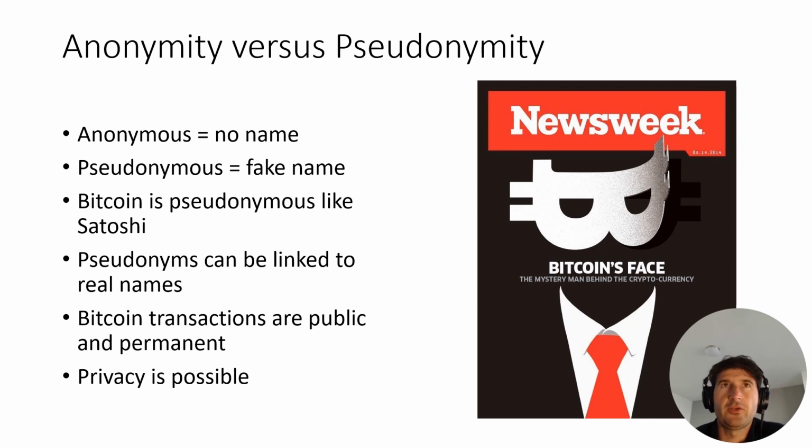Sometimes people think that Bitcoin is untraceable, and that's simply not true. Bitcoin transactions are public and permanent. So it's important to understand the implications of that. It's possible to get different degrees of privacy in Bitcoin, but it requires intentional effort and an understanding of how privacy in Bitcoin works.